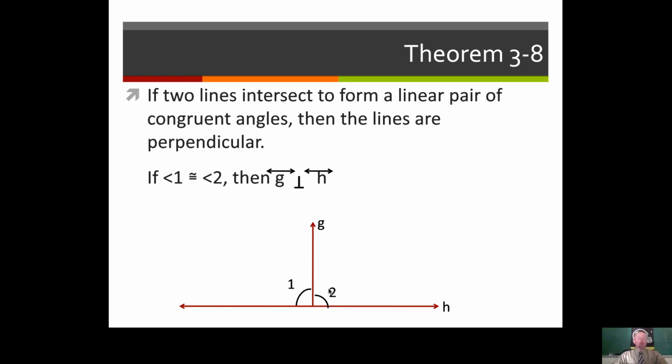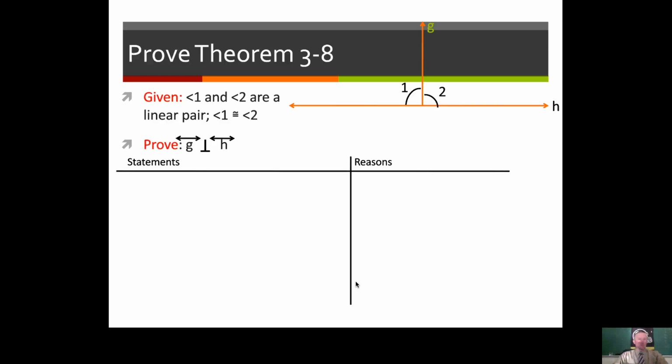Okay, so these are a linear pair. That means they add up to 180. And you also know that they're congruent. So what would the measure of these angles be if they're the same and if they add up to 180? Each one's going to be 90 degrees. And if they're each 90 degrees, that's going to make the lines perpendicular. So you believe it's true. Do you think you can prove it for all cases? Well, that's what we're going to do on this slide.